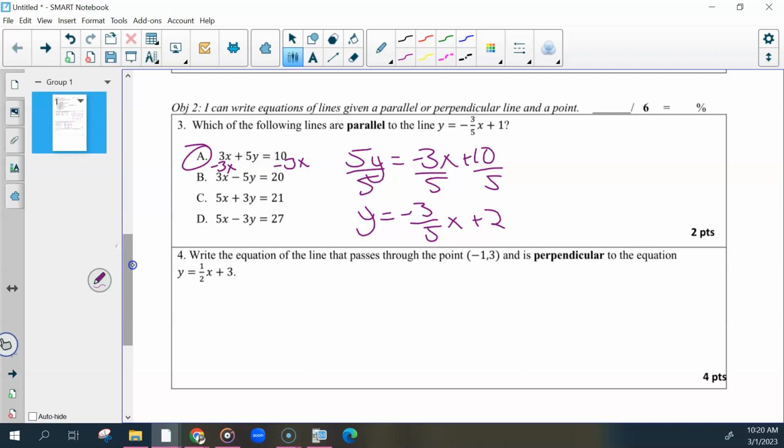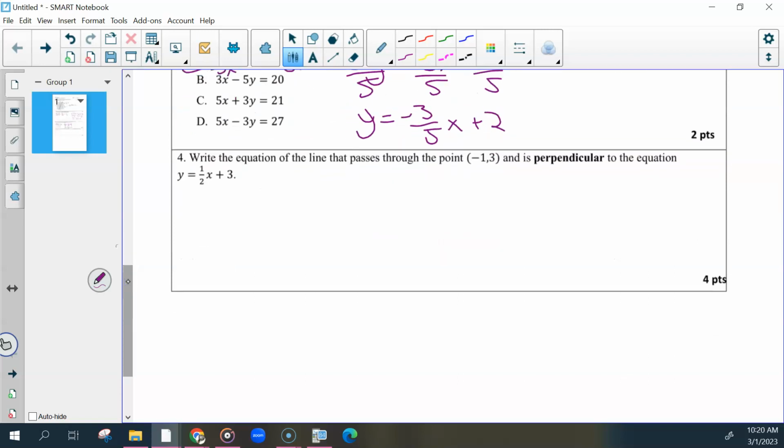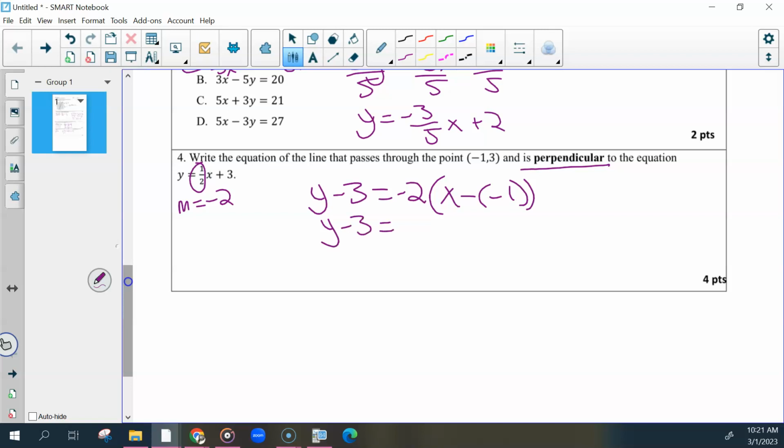And then the last one. Because this one says it's perpendicular, the very first thing you should have done was change your slope. Some of you did that, some of you did not, which cost you the majority of your points. So if it says perpendicular, your slope should change. It can't change at the end because your work has been wrong. Right? Then use your point slope and put this in. So y minus 3 equals -2 times x plus 1, or minus minus. Then distribute, then add 3.